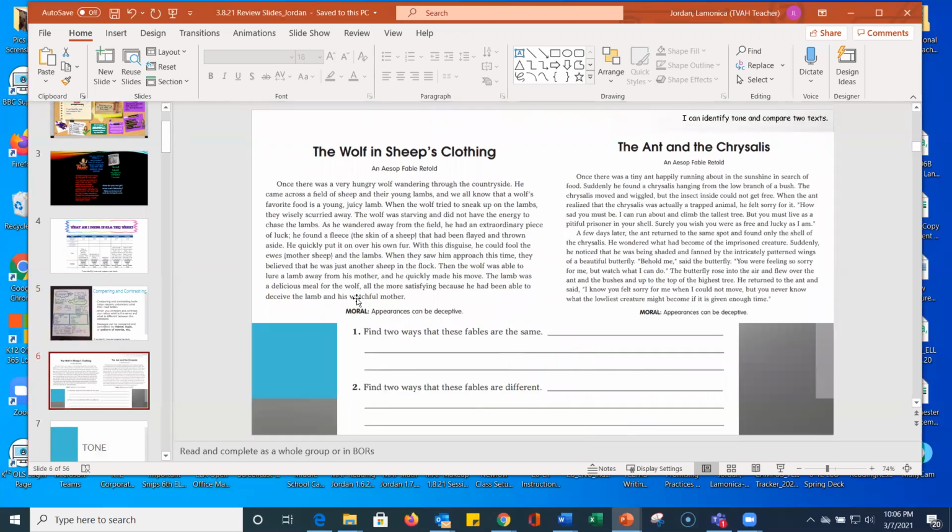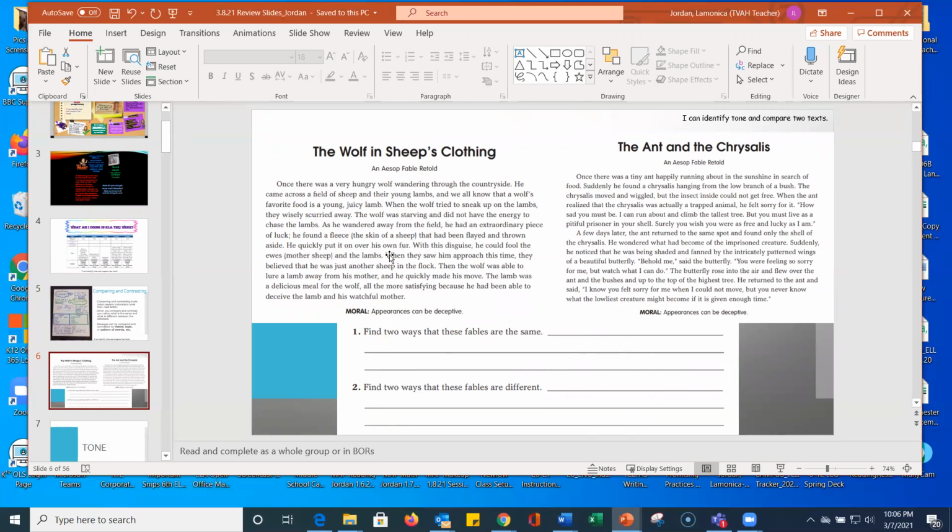Let's look at these two passages. The Wolf in Sheep's Clothing, an Aesop fable retold. Once there was a very hungry wolf wandering through the countryside. He came across a field of sheep and their young lambs, and we all know that a wolf's favorite food is a young, juicy lamb. When the wolf tried to sneak up on the lambs, they wisely scurried away. The wolf was starving and did not have the energy to chase the lamb. As he wandered away from the field, he had an extraordinary piece of luck. He found a fleece, the skin of a sheep, that had been flayed and thrown aside.